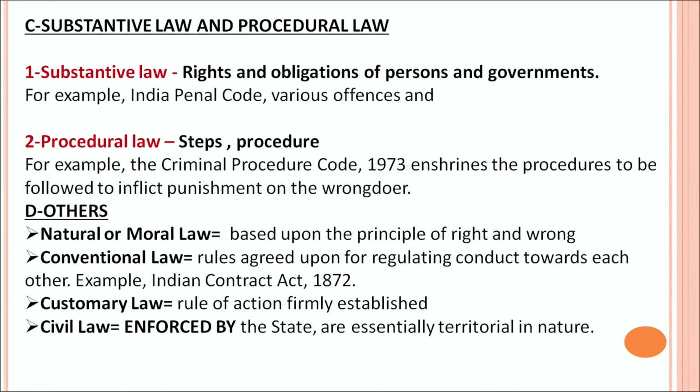Say, for example, the Indian Contract Act. Customary law is the rule of action which is firmly established. Civil law is enforced by the state and is essentially territorial in nature. So these are the four types of classification which we have to keep in mind whenever we talk about the concept of law, because this basic understanding will tell you which law you are supposed to rely on in case of any wrong, and how you are supposed to get things done.